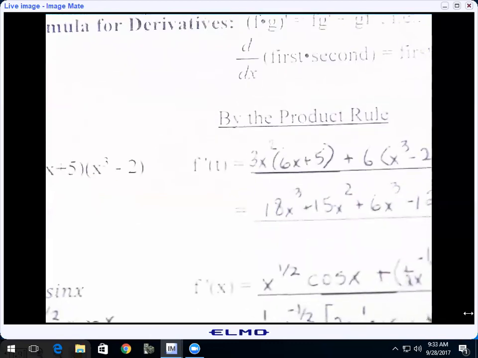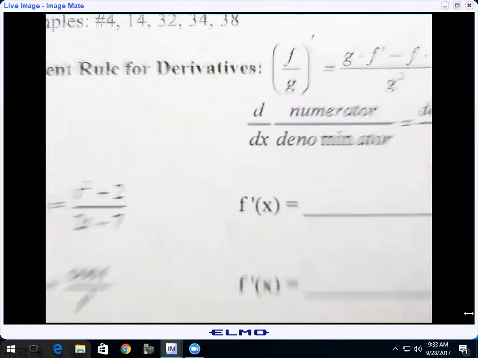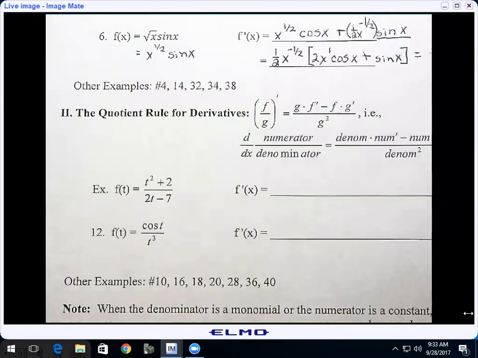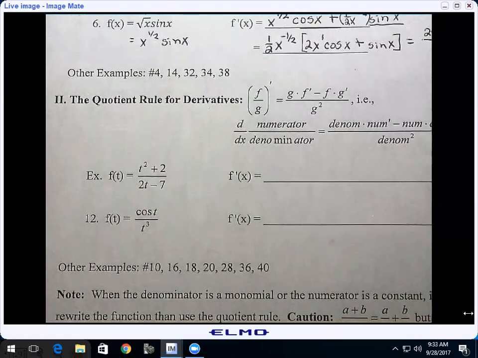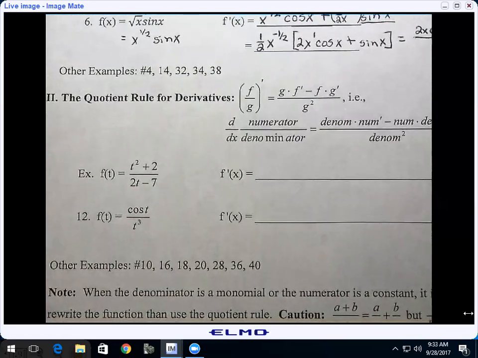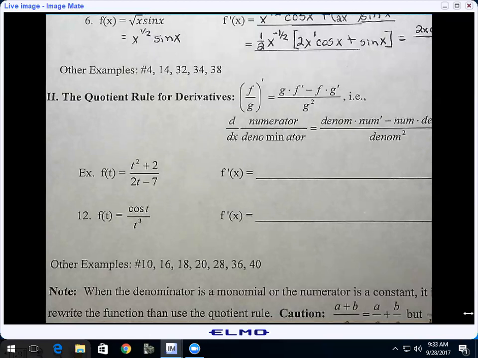All right, let's talk about the quotient rule. Quotient rule. Quotient rule is even more... Hey, y'all stop talking, please. Quotient rule is even more fun to say than the product rule.